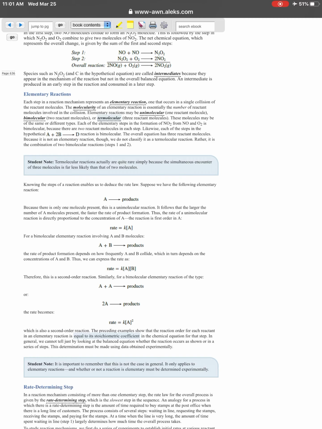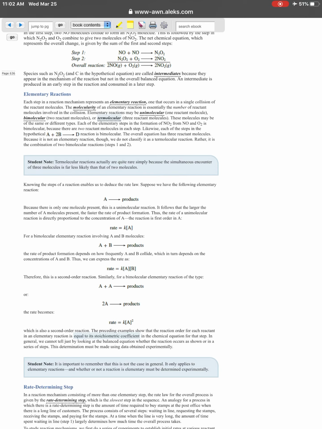The preceding examples showed that the reaction order for each reactant in an elementary reaction is equal to the stoichiometric coefficient in the chemical equation for that step. In general, we cannot tell just by looking at the balanced equation whether the reaction occurs as shown or in a series of steps. This determination must be made using data obtained experimentally.